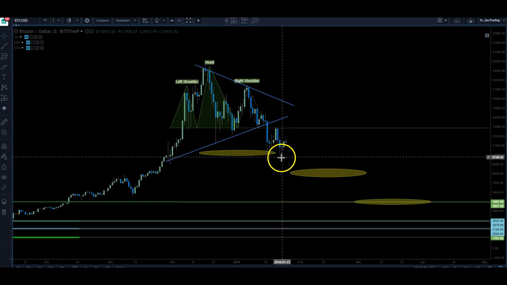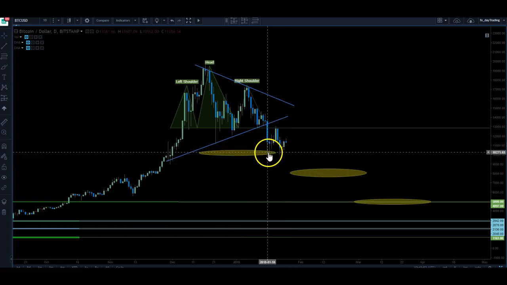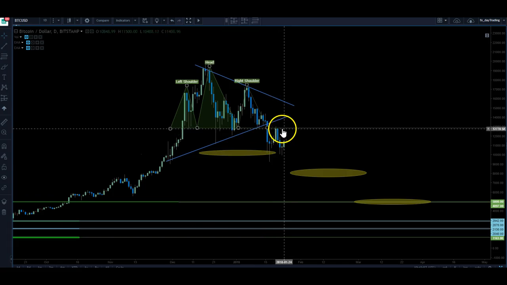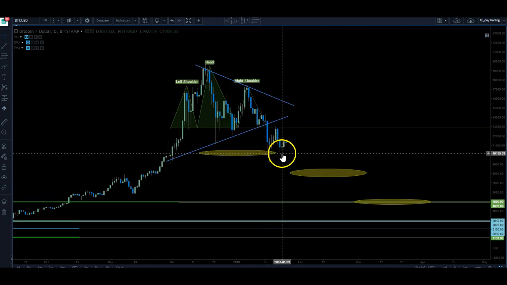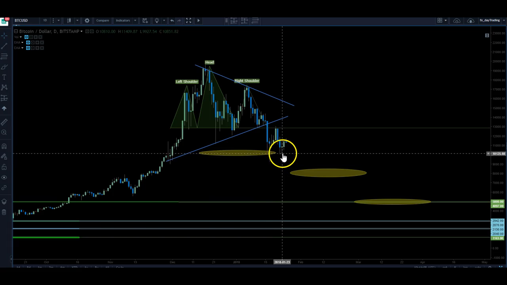Got rejected very nicely with this very key pin bar, and we can see price bounced, came back up to the neckline, and got firmly rejected because it just stopped dead and then started to sell off again. However, the interesting thing is it's set a higher low.